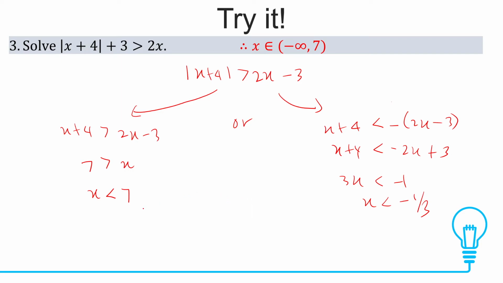Okay, since both sides have less than, and you see this is an or, so this is 7, this is negative 1 over 3, less than. Since this is an or, so negative 1 over 3 or 7. So actually your x is less than 7. Okay, so that is why your answer is this one.